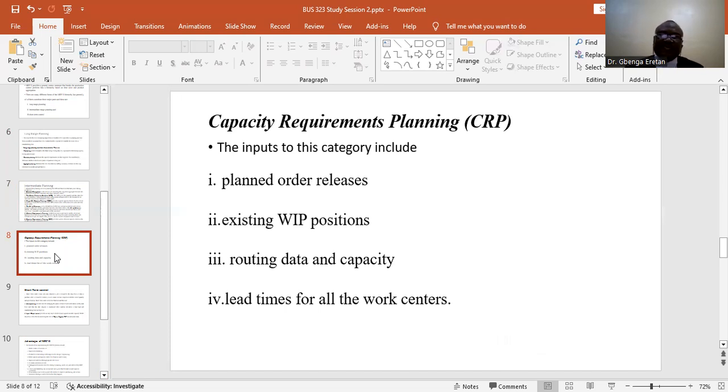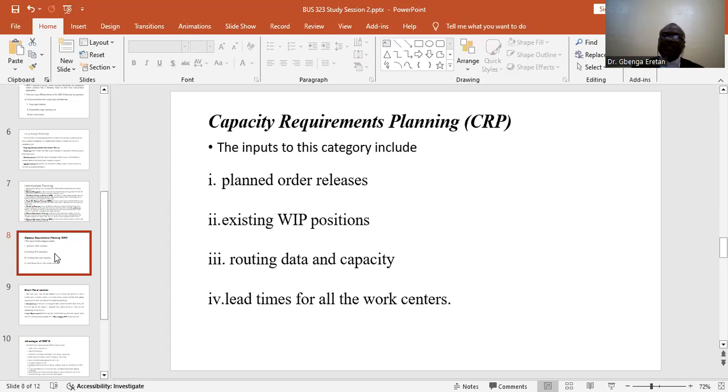Therefore, capacity requirement planning has subcategories, and this includes planned order release. We have to plan the orders that we got from our customers. How are we going to release them? Is it in batches? Is it in slots? Is it containerized? Is it in cartons? That is, capacity requirement planning enables us to understand the planned order release.